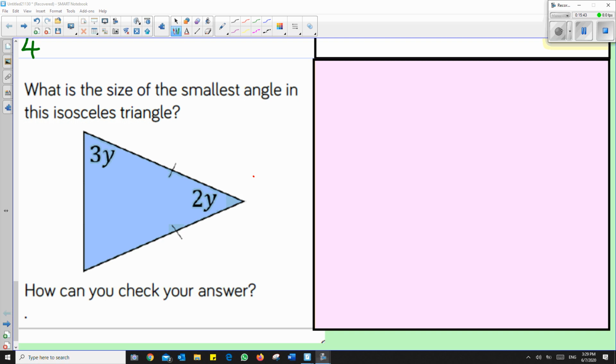Number 4. What is the size of the smallest angle in this isosceles triangle? So remember, in an isosceles triangle, two sides are equal and the bottom angles are equal. So meaning this angle and that angle, they are equal. So if this is 3y, also this value is going to be 3y, and this one is 2y.